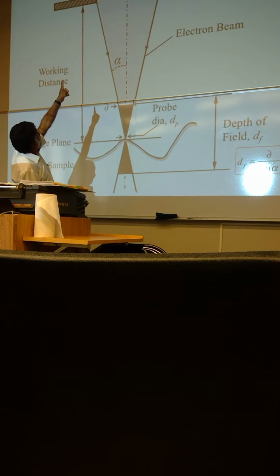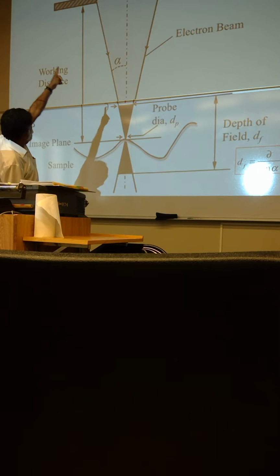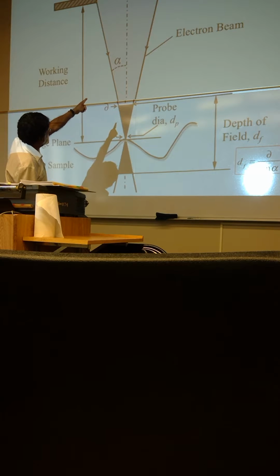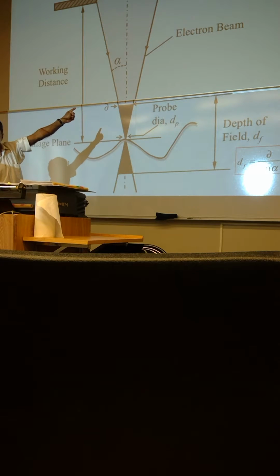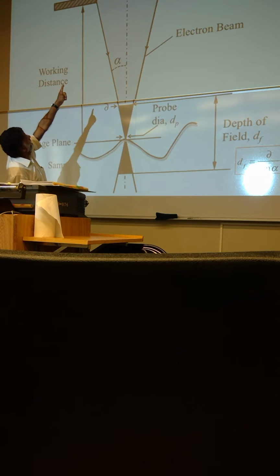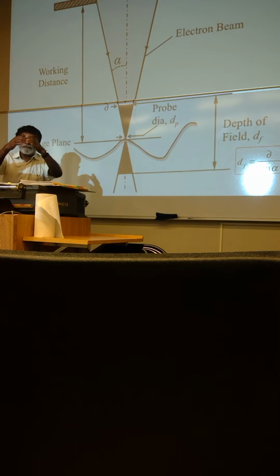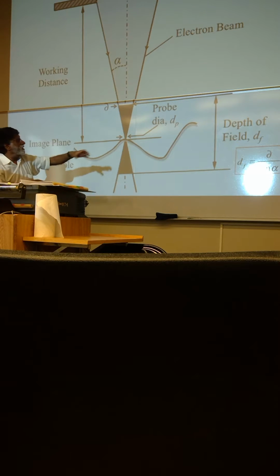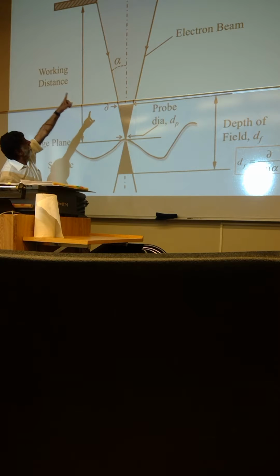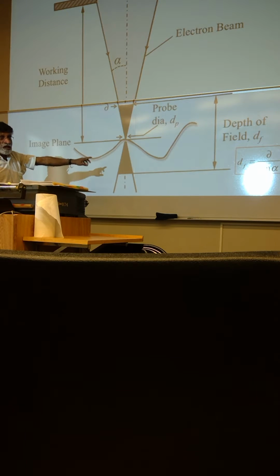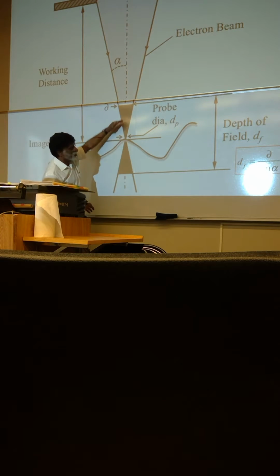Now, the diameter of that and this working distance defines this angle, the convergence angle alpha. Right? So that's the diameter that is set by your aperture. You can change the aperture size. You can change the diameter. For the lens, the working distance is fixed, and that sets the aperture.